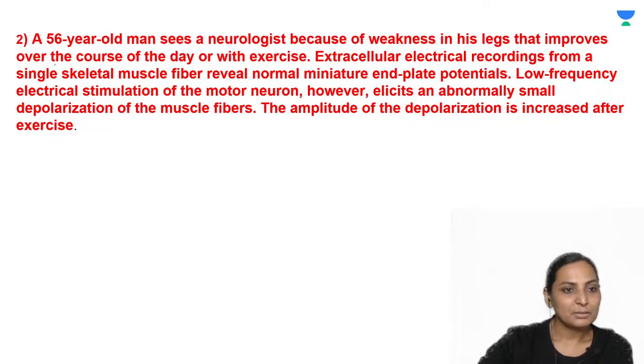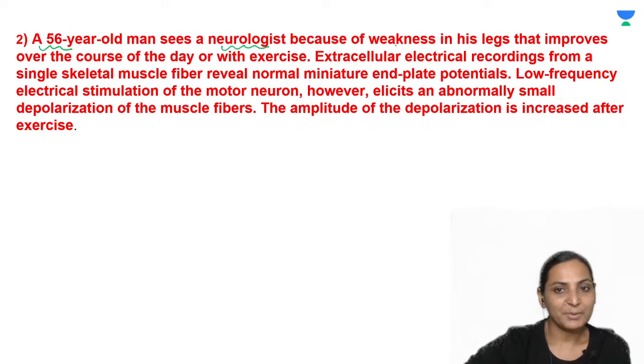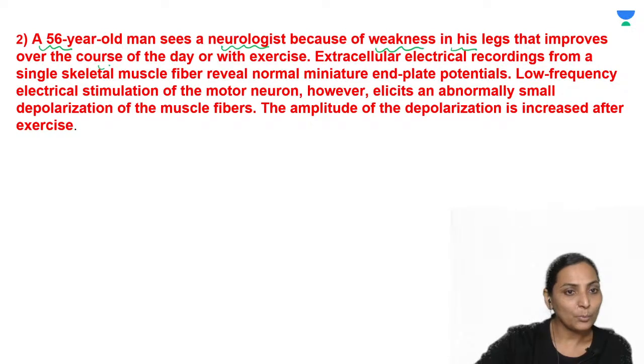Now, a 65-year-old man sees a neurologist because he has weakness in the leg muscles that improves over the course of the day or improves with exercise. So this is a very important clue being given to us, that the person has muscle weakness, but this muscle weakness is improving with exercise.